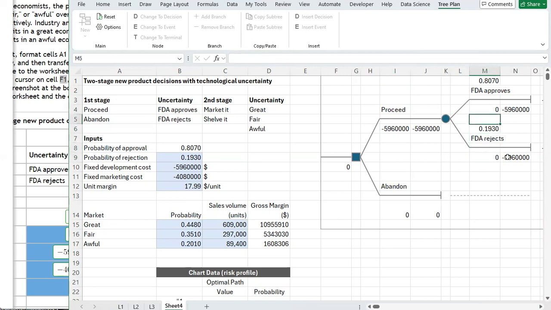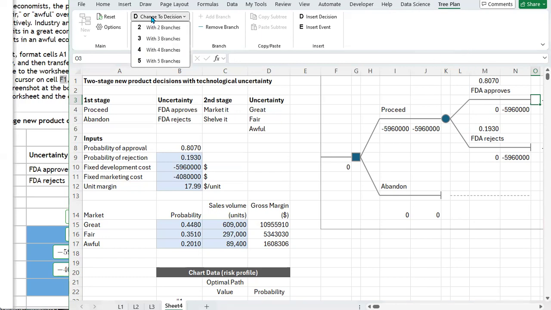Okay, so suppose the FDA approves. Then what's going to happen? We have to make a decision. Are we going to market the product, bring it to market, or are we going to shelve it? We'd shelve it if the gross margin we expect to receive from it doesn't exceed the marketing budget. So right here, we're going to turn this into a decision with 2 branches.